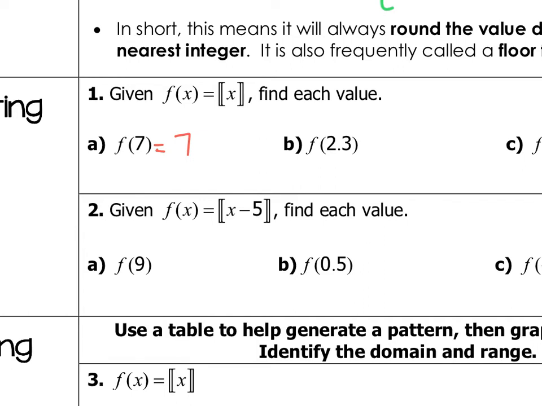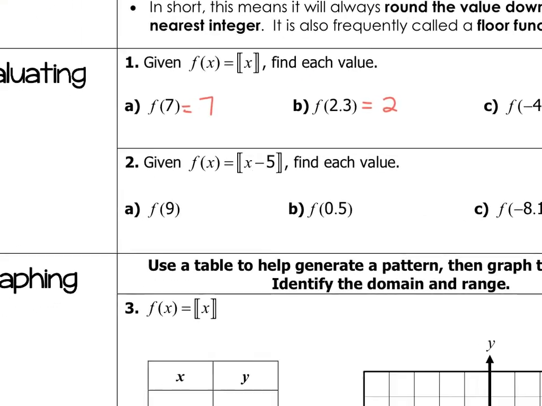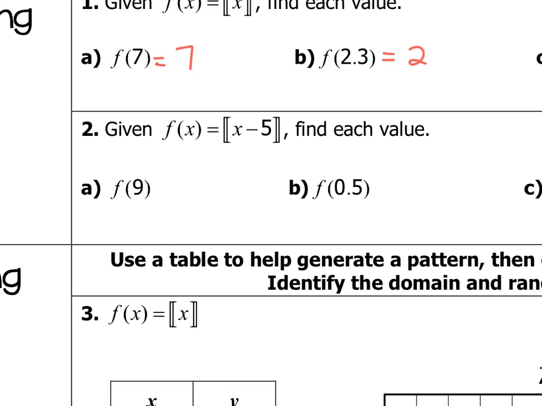For 2.3, the next integer down would be 2. Okay? And at negative 4.8, if we round down, we're rounding down to negative 5. So you always round down on these. Now, if there is a function inside the brackets, the double brackets or whatever, then you do that function and then you find the nearest integer down from that if you need to.